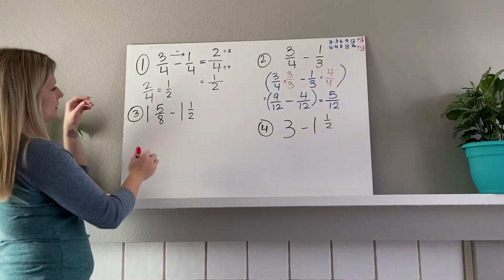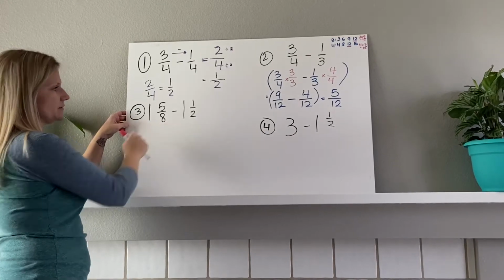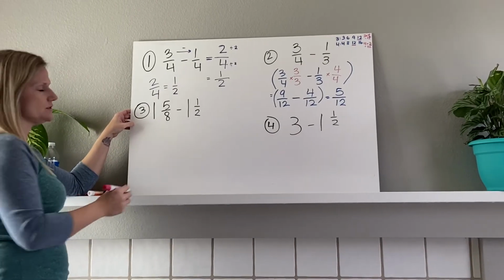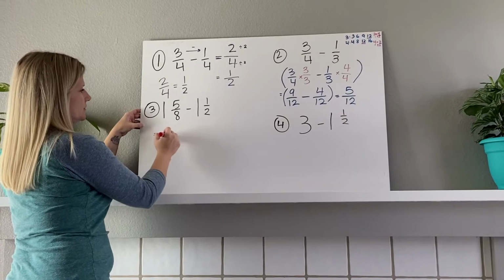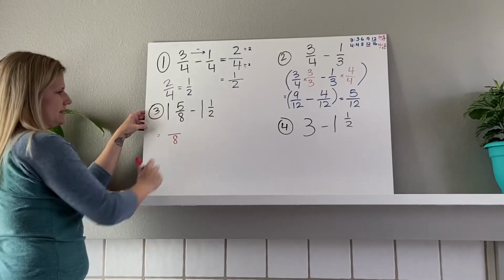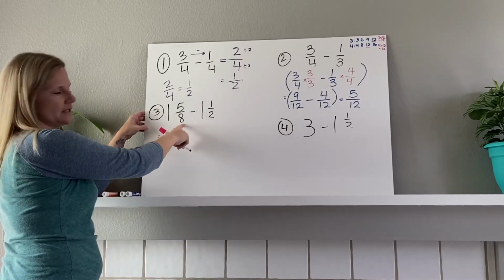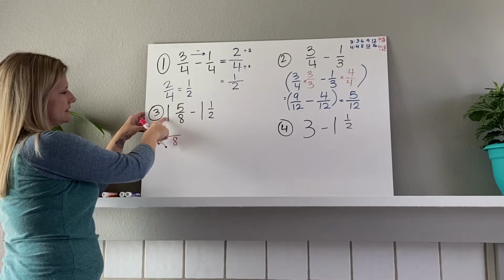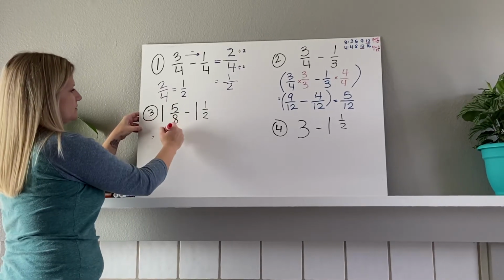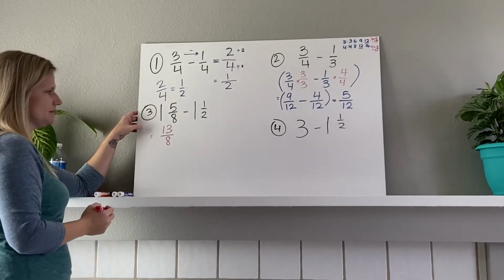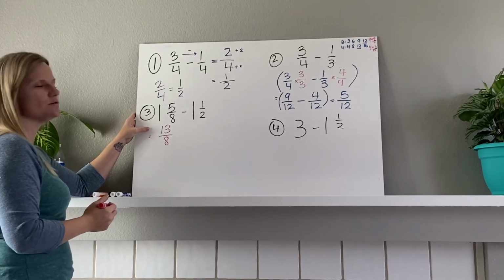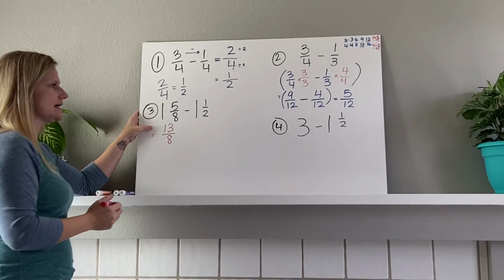So to turn our mixed number into an improper fraction, your denominator is always going to stay the same. This is an 8, okay? 8 times 1 is 8, plus 5 is 13. So an equivalent improper fraction to 1 5/8 is 13/8.